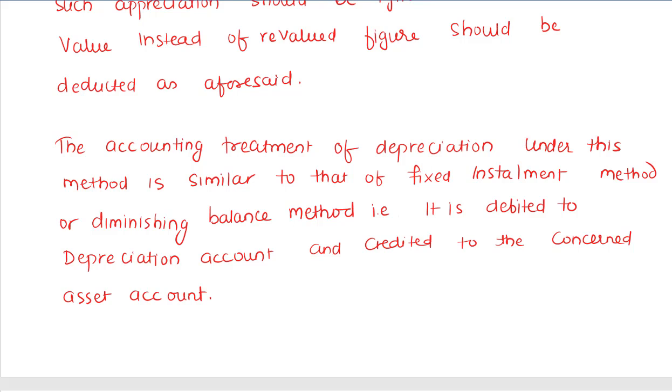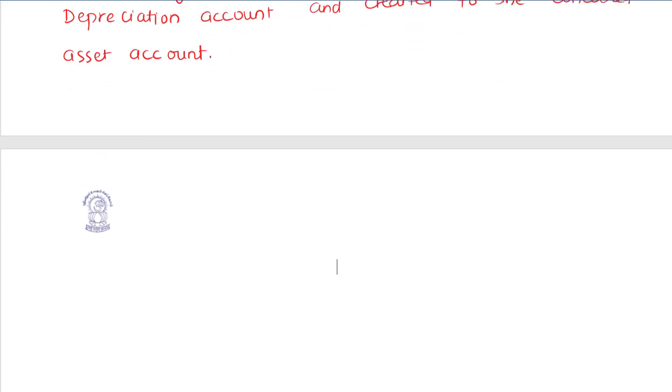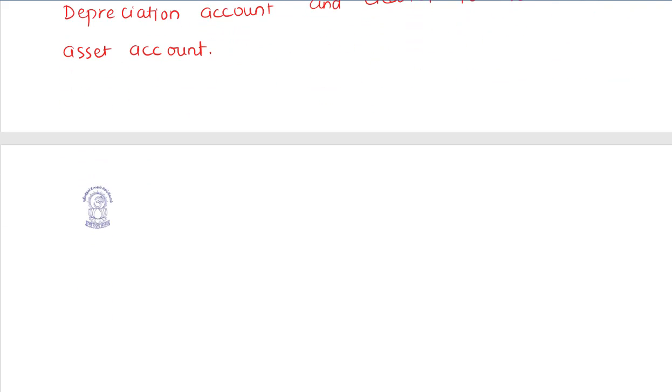I believe you understood till here. The accounting treatment of depreciation under this method is similar to that of fixed installment method, that is straight line method, and written down value method, that is diminishing balance method. It is debited to depreciation account and credited to the concerned assets account. I believe you understood.